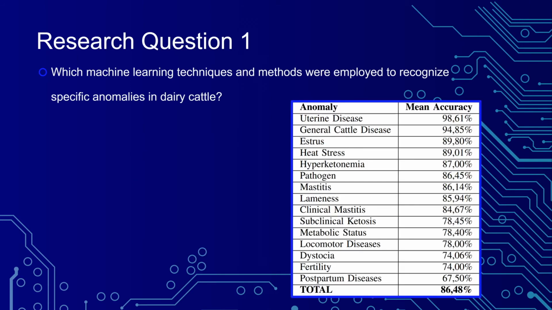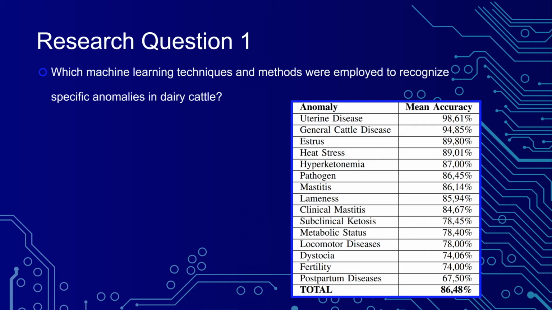So before we show you which machine learning techniques were employed to recognize specific anomalies in dairy cattle, it is important to say that each of those anomalies has a mean accuracy, the accuracy that is reached by the sum of all accuracies of that specific anomaly divided by the number of papers. So we get that.